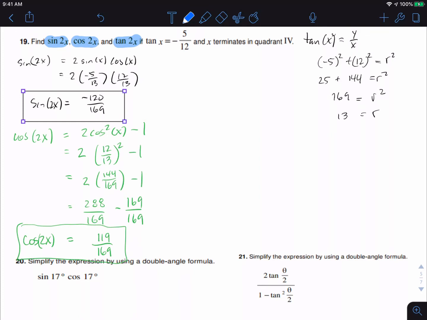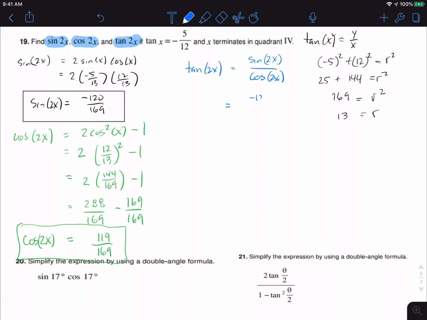All right, and then they want us to find tangent of 2x. And so tangent of 2x is the same as sine of 2x over cosine of 2x. This is another way that we can do this problem. And the reason I'm using this one is because I have sine of 2x and cosine of 2x. I already have their answers, so that's the faster way to do it.